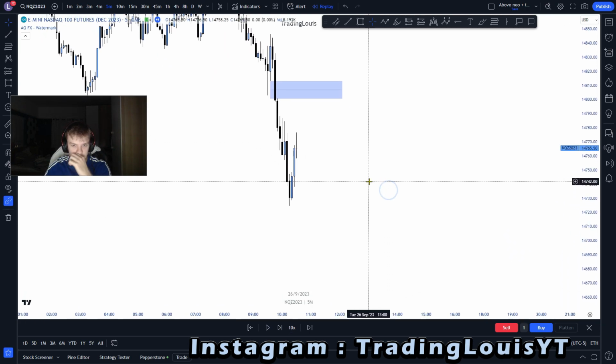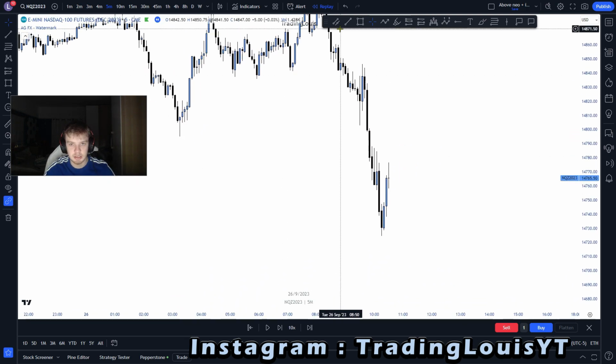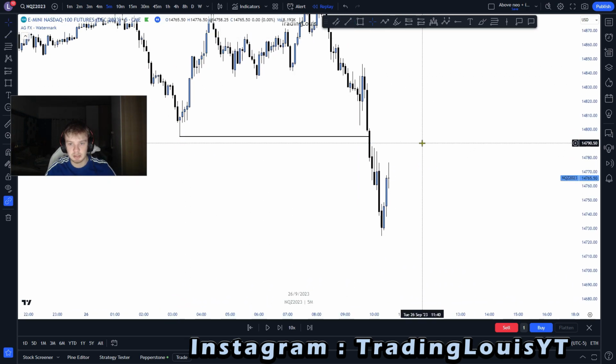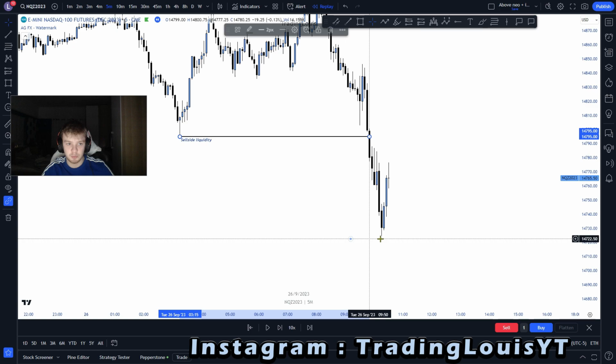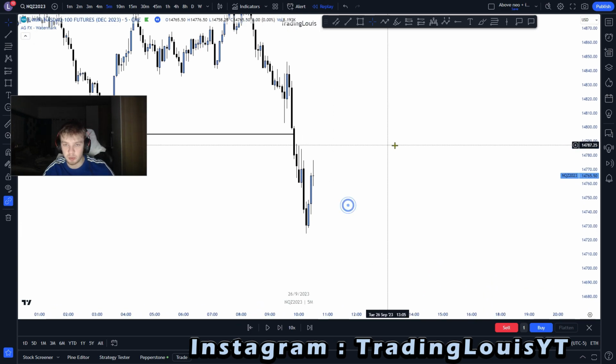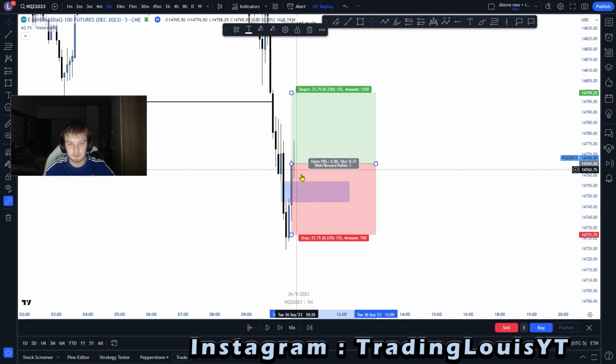Price just dumps. Okay, so here we go. We have taken out all sell side liquidity. So we've taken out sell side liquidity here. Then on the 5 minute time frame, we get this fair value gap here. So we have this bearish fair value gap, and then we inverse it. So I would open a long position.